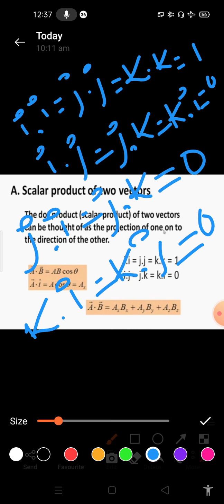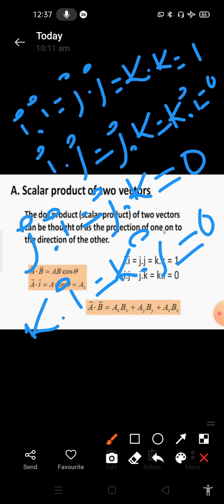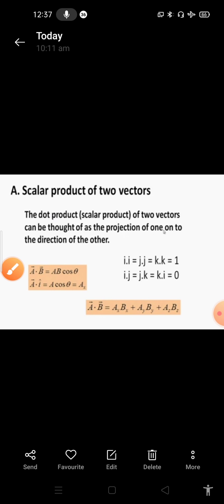So this is about the dot product. This dot product can also be called the scalar product. Scalar product or dot product, both are the same, don't confuse.